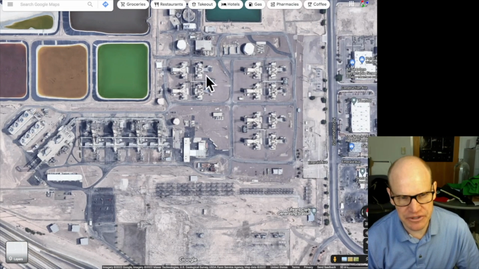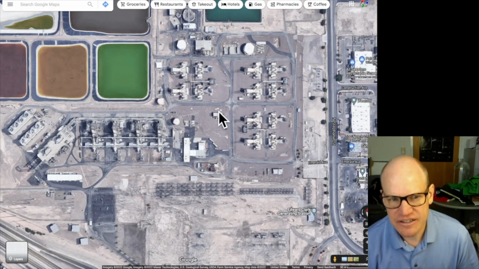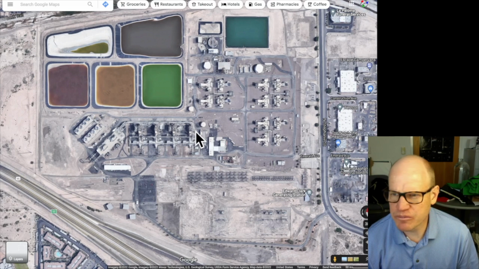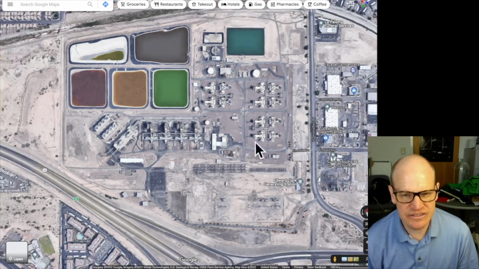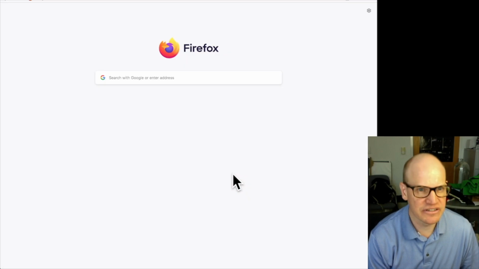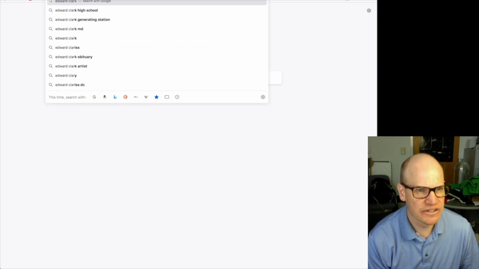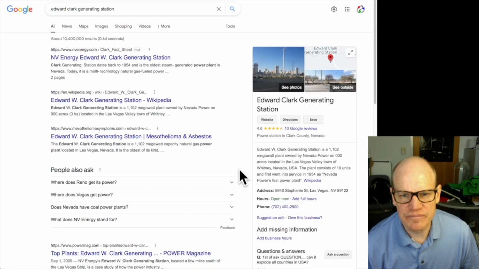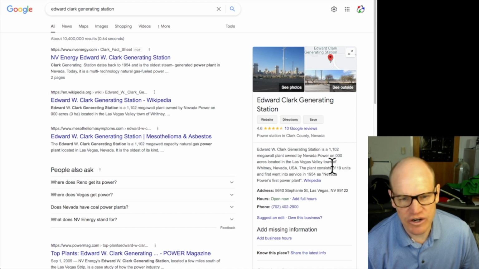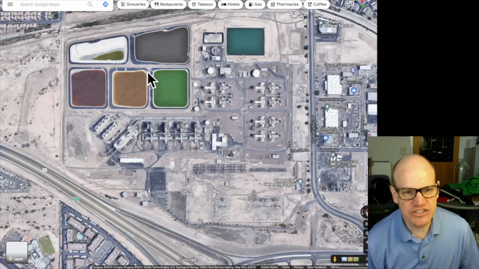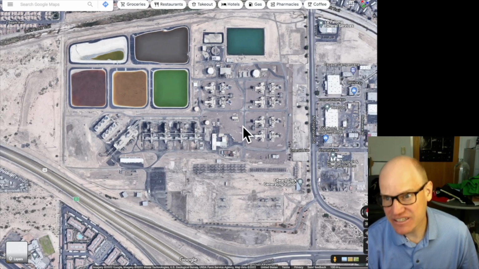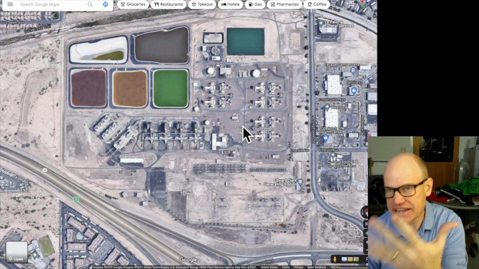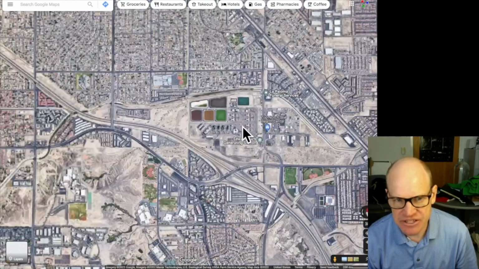You can see all the different generators that are part of this plant. This thing is some number, like how many gigawatts is this power plant? It's Edward Clark Generating Station. Let's take a look at that. Okay, it's 1 gigawatt. So this thing is 1 gigawatt. That's 10 times the power production as the average output of that whole solar plant. 10 times the energy production.